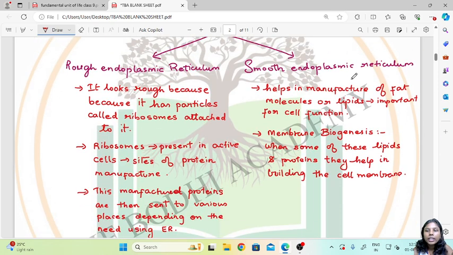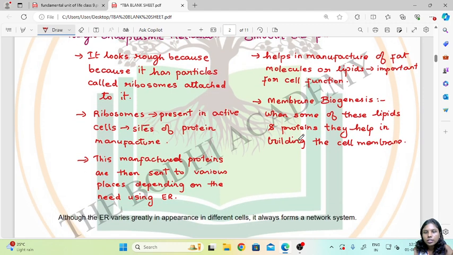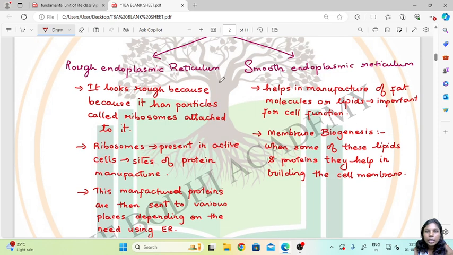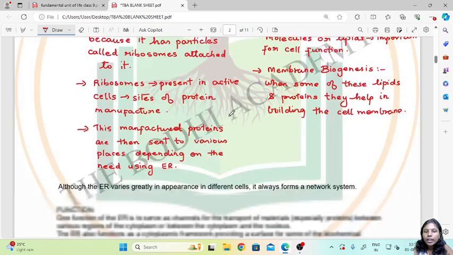Then we have the smooth endoplasmic reticulum. This smooth endoplasmic reticulum helps in the manufacture of fat molecules or lipids, and these are important for various cell functions. Now there is another process that takes place over here, known as membrane biogenesis. Now what is this membrane biogenesis? Whatever fat molecules or lipids are being manufactured here help in the building of the cell membrane, and this process is known as membrane biogenesis. So that was the difference between rough endoplasmic reticulum and smooth endoplasmic reticulum.